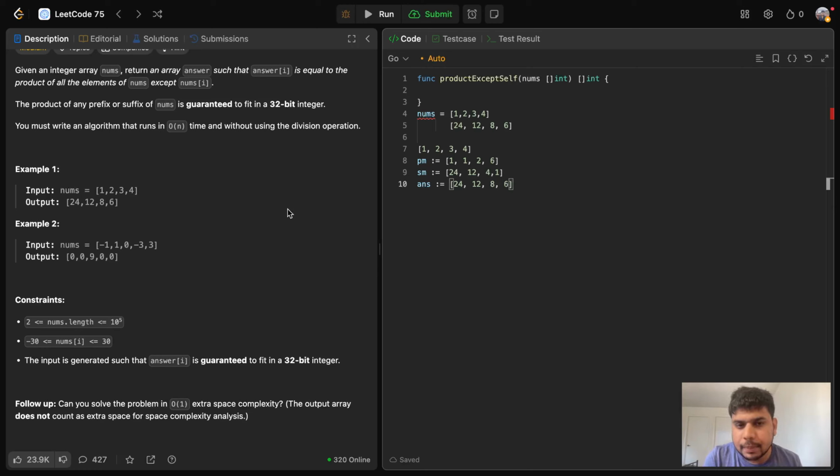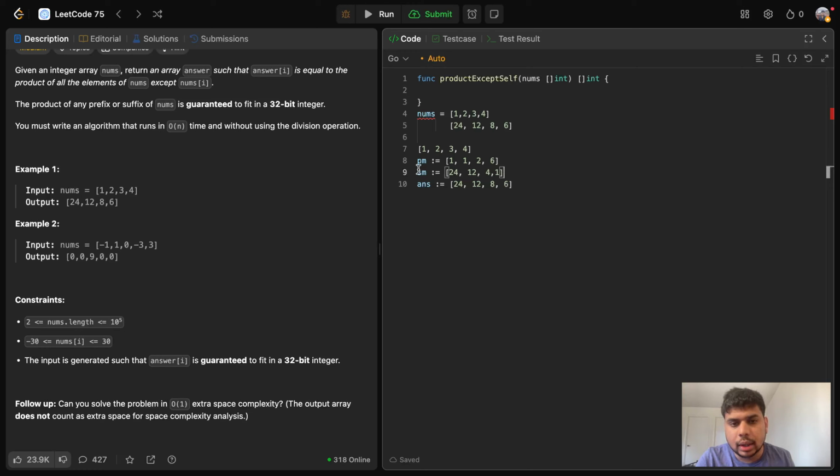But this is taking up extra space, right? You're having a prefix multiple array, you're having a suffix multiple array, and then you're computing the answer. That's too much extra space. So what I propose is, let's do it in O of 1 space. That will be more efficient.